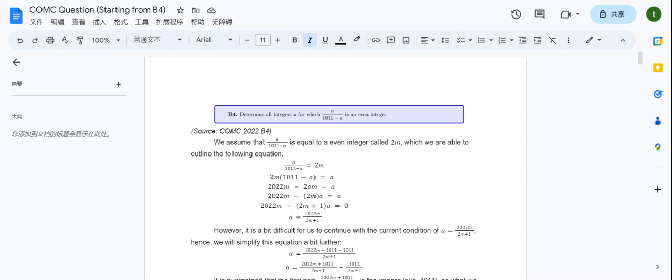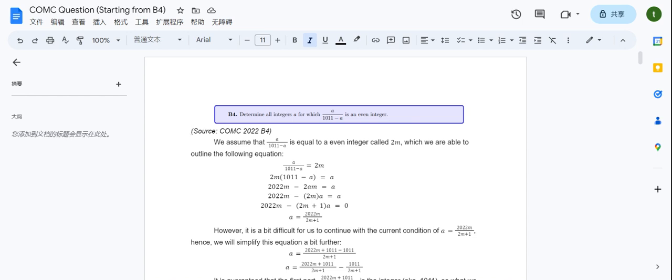In this problem, we assume that a divided by 1011 minus a is equal to... determine all the integers a for which a divided by 1011 minus a is an even integer. So let's talk about how you can do this problem.